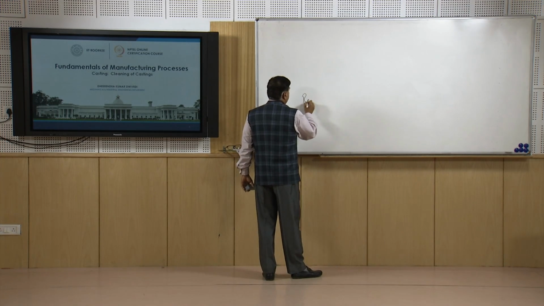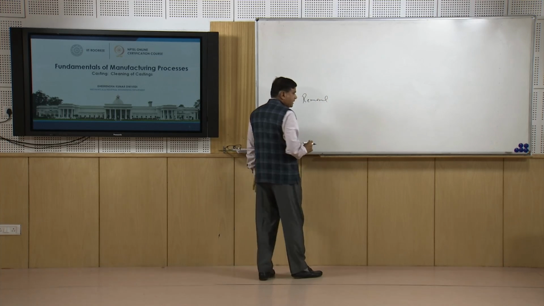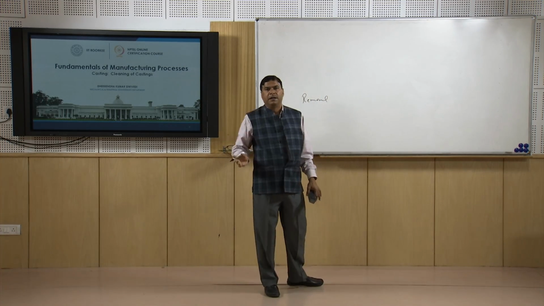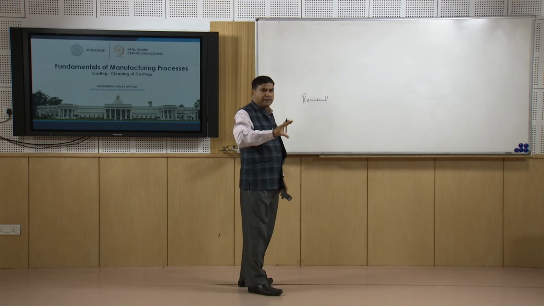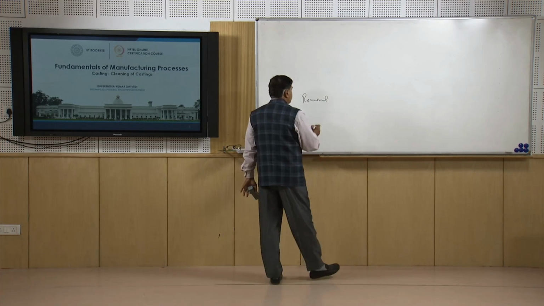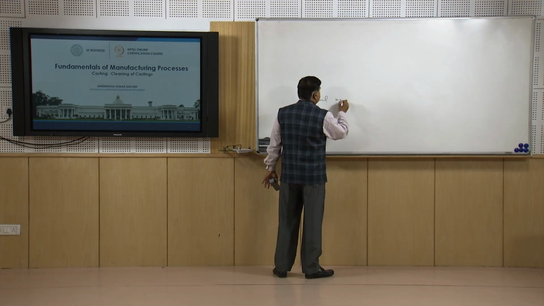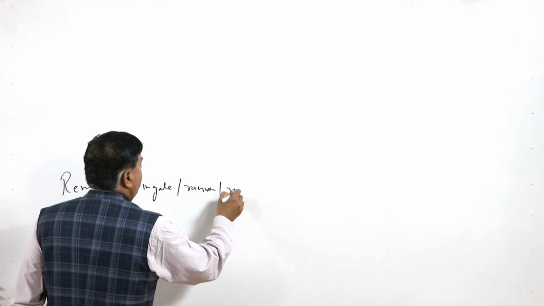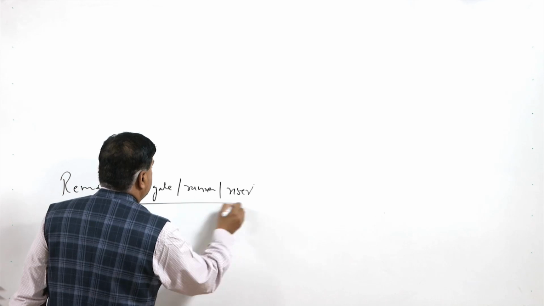So removal, because these are the extra unnecessary attached metals with the casting which need to be removed in order to get the final casting which we actually want. So removal of the metal deposited in the ingate, runner and the riser. So these need to be removed.